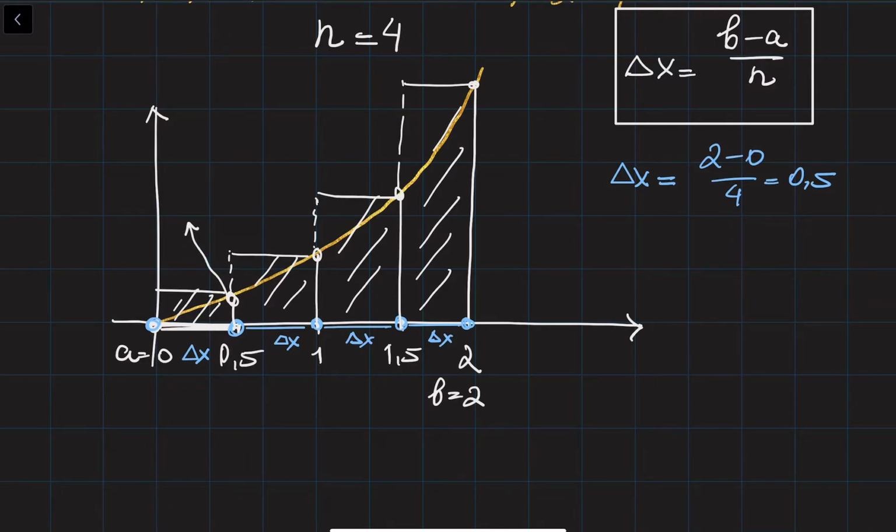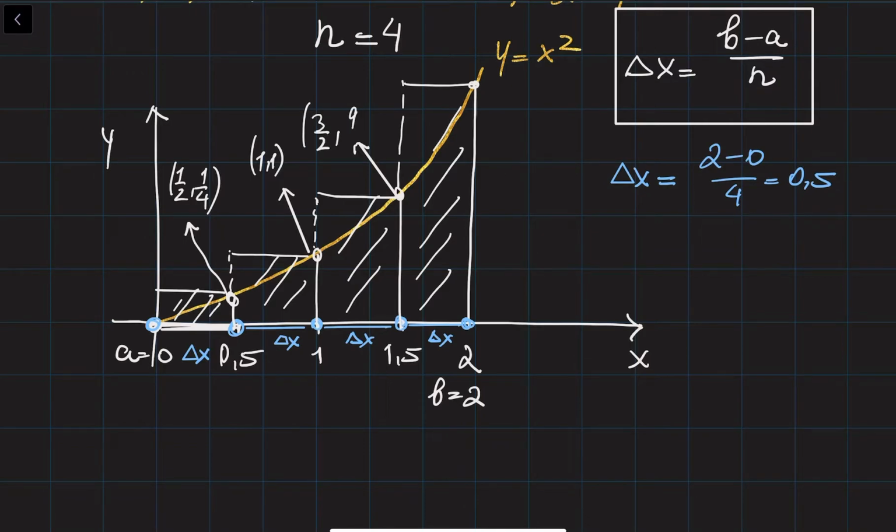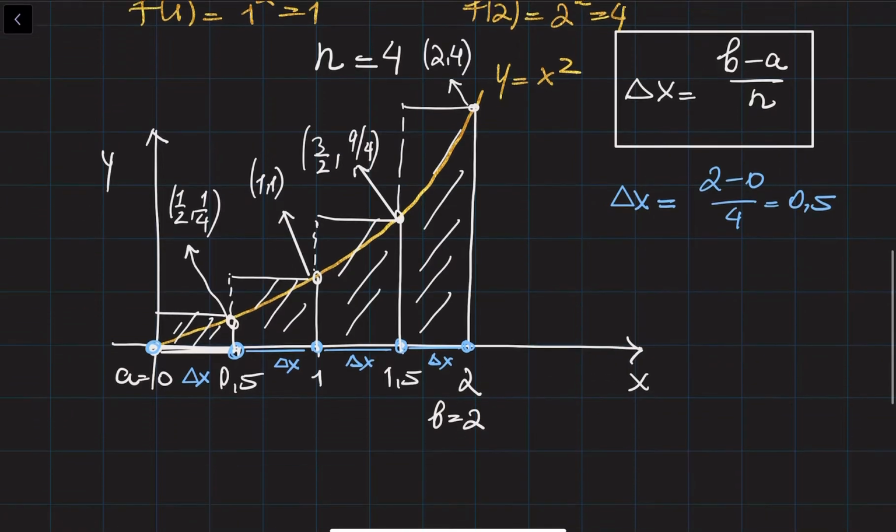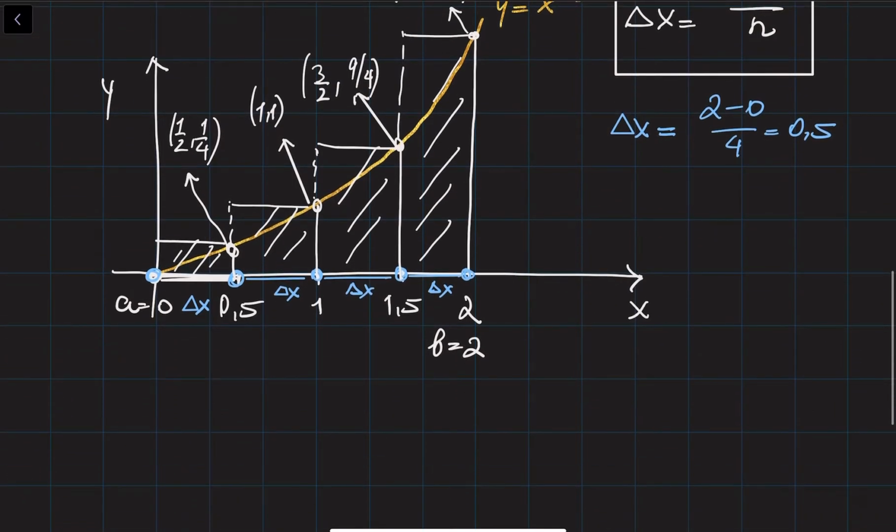So the coordinate of the first point is going to be, again, our curve is given with the equation y is equal to x squared. So if you know x, which is equal to 0.5, then y is going to be equal to x squared. So in this case, it's going to be 1 over 2 and 1 over 4. The coordinate of the second point here is going to be equal to 1 and 1. The coordinate of the third point is going to be 3 over 2, which is 1.5, and 9 over 4. And the coordinate of the last point here is going to be 2 and 4. So now we are going to find the areas of the 4 rectangles.